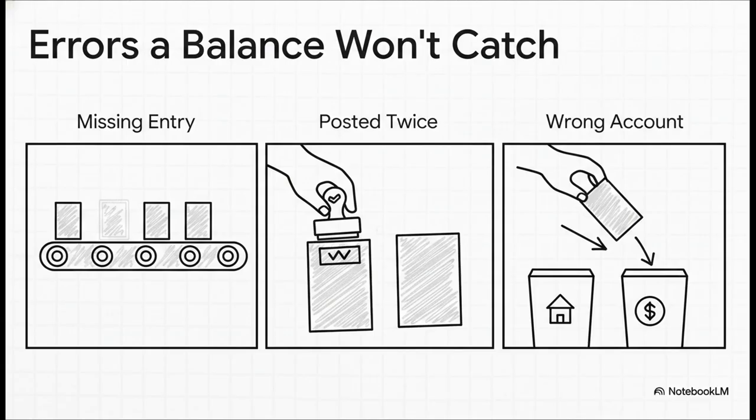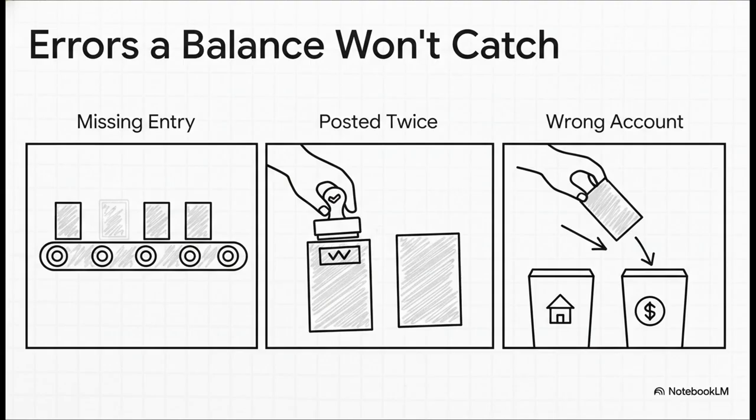First up, a transaction was just completely missed. Imagine your company makes a huge $50,000 sale on the last day of the month, but in the chaos, it just never gets recorded. Guess what? Your trial balance will still balance perfectly because you added $0 debits and $0 credits. But what's the business impact? Your revenue is now massively understated. You think you had a weak month. You might decide to delay a key expansion plan based on that bad data.